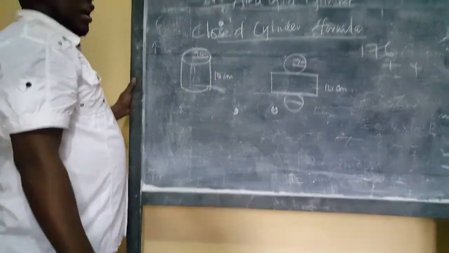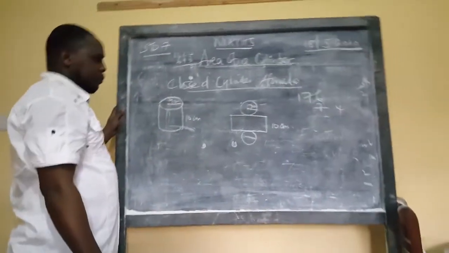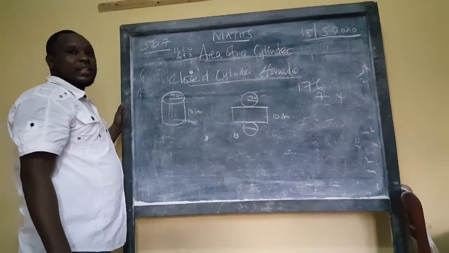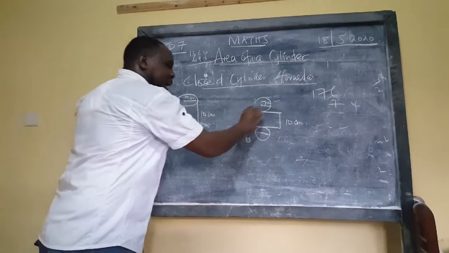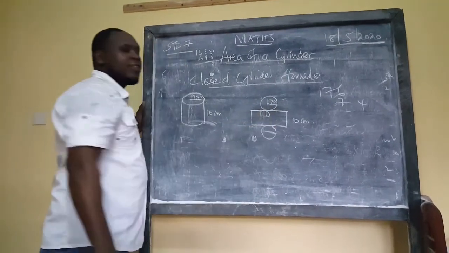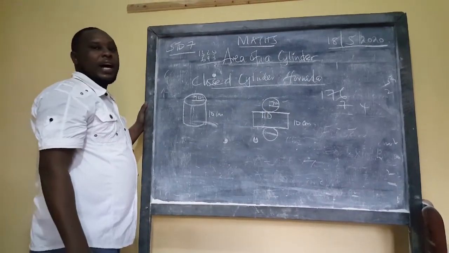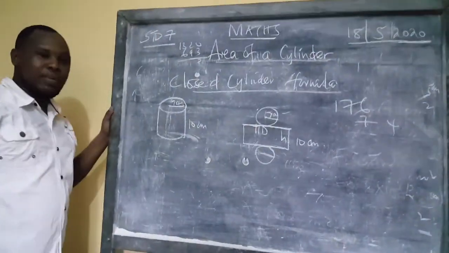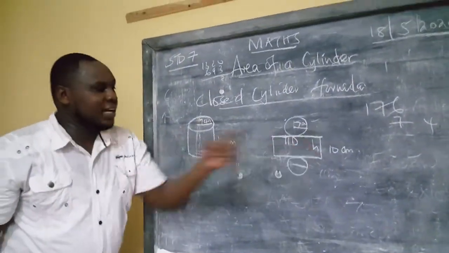Now, I want to bring you to where we started from. How did we get this length? That length was gotten by pi d, the circumference of a circle. And then, what is this? The width is equal to height. Remember what I told you. The width is equivalent to height.